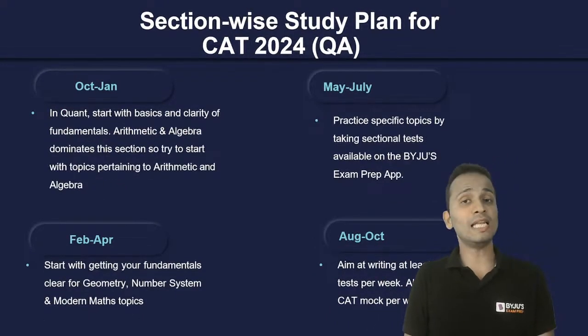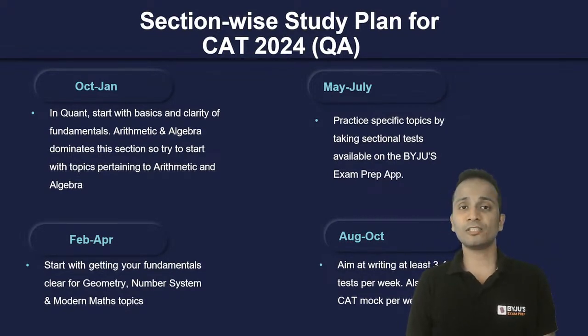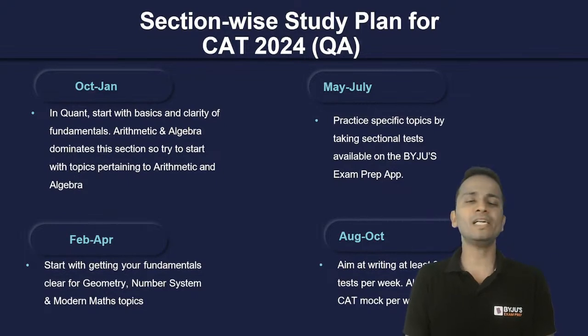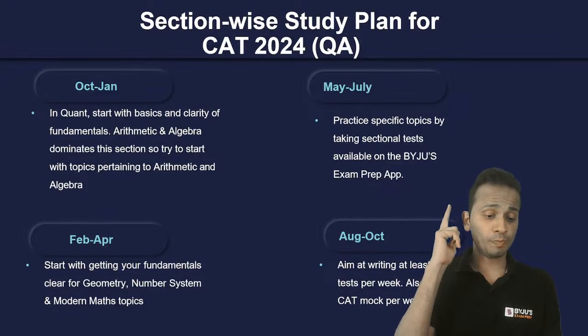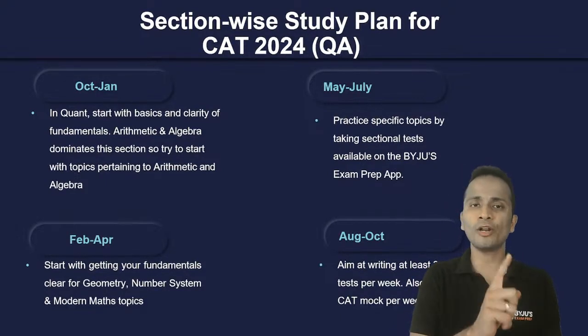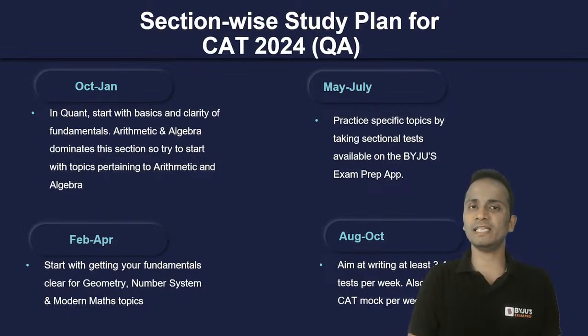Now, switching to the last section. Here, the 5 areas that I discussed in QA, I have divided over a period of 5 to 6 months. So, in the first period of 3 to 4 months, you can completely focus on arithmetic and algebra. You should be going through each and every basic. You can spend 3 to 4 days on every topic and go through each and every basic fundamental concept of these areas.